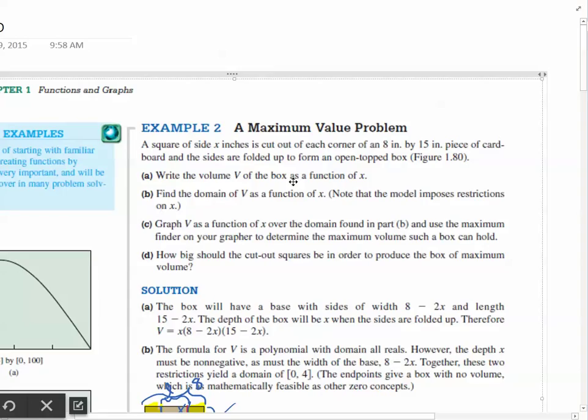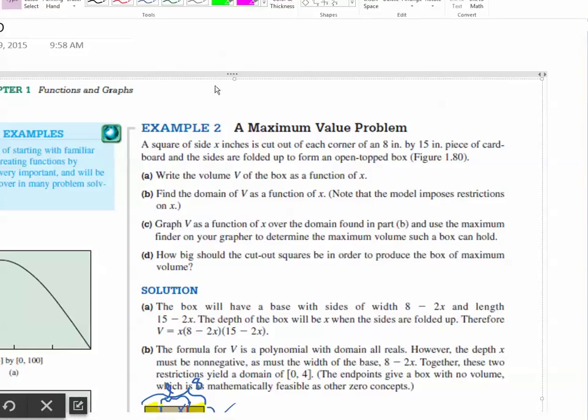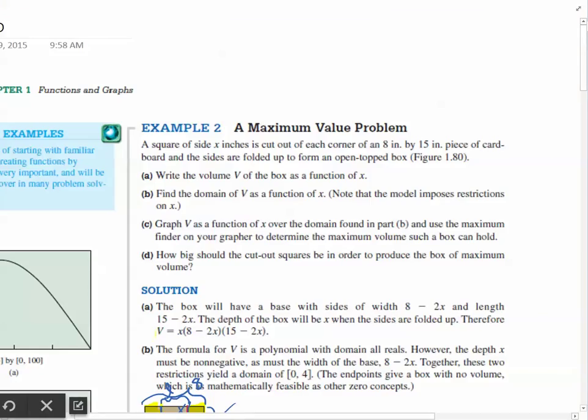The second question says find the domain of the V as a function of x. Okay, now the domain of this thing, which is really just a cubic function, this thing right here, would be all real numbers. But remember, there's something called a relative domain and an implied domain. Yeah, that's what it's called.